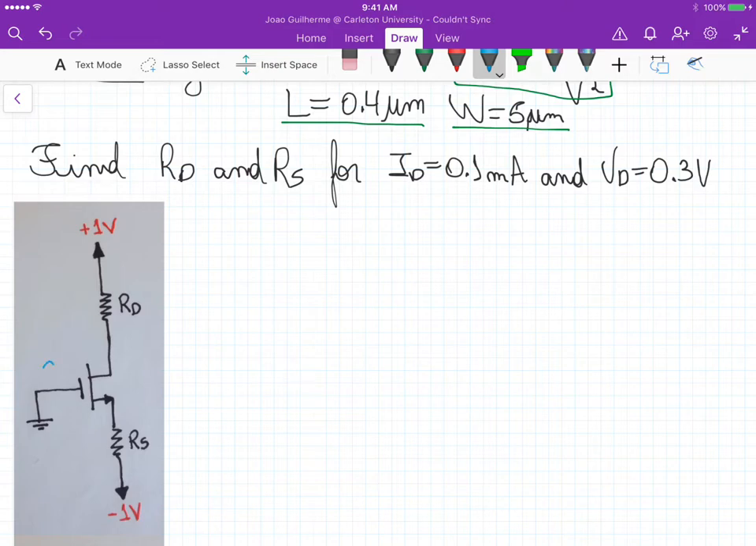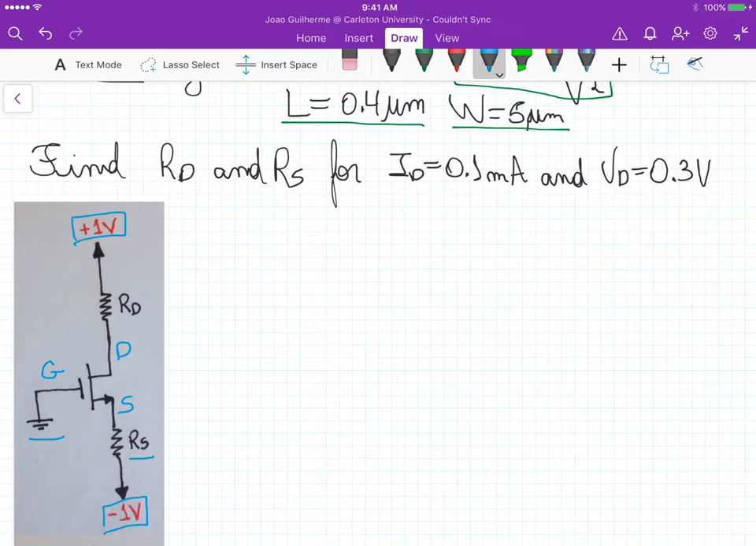Here we have the gate, here we have the drain, and here we have the source. The gate here is grounded. Here at the drain we have a drain resistor and a voltage supply of +1 volt, and down here we have the source resistor with a voltage of -1 volt.